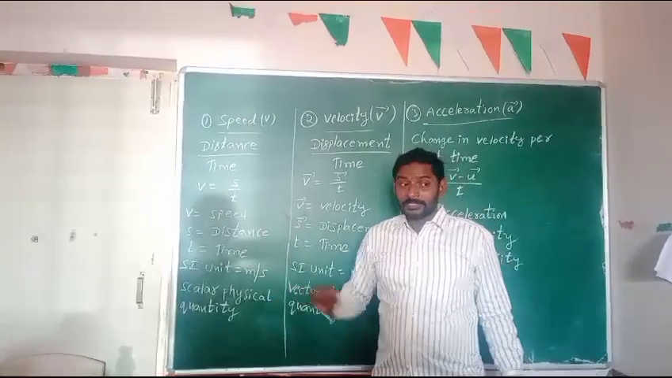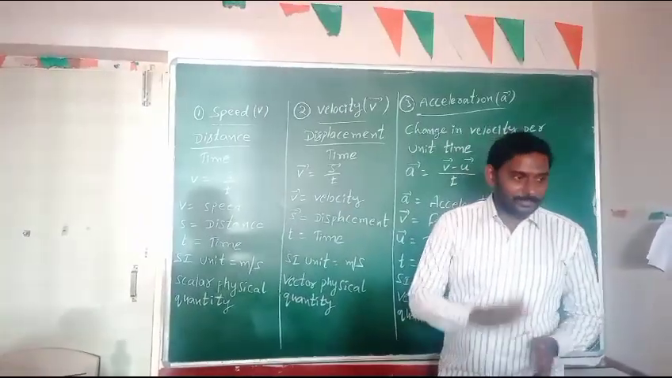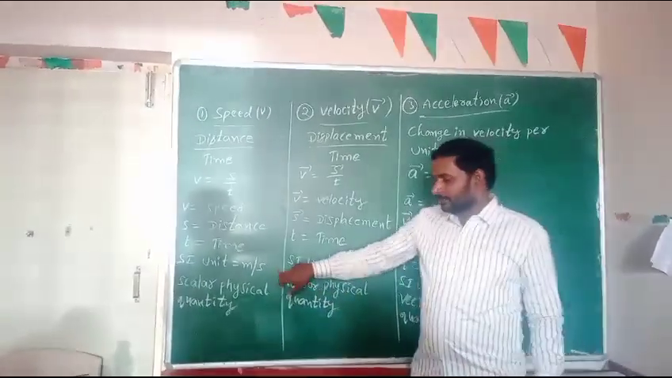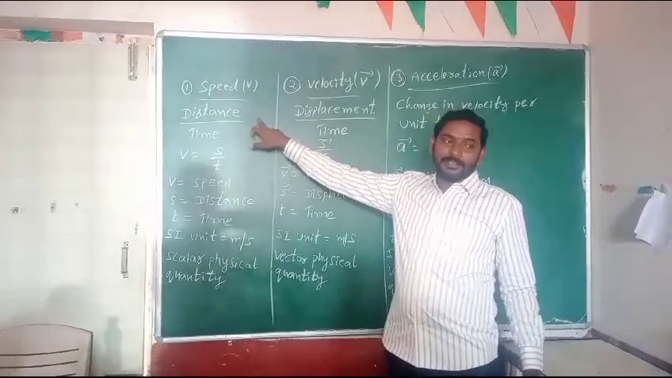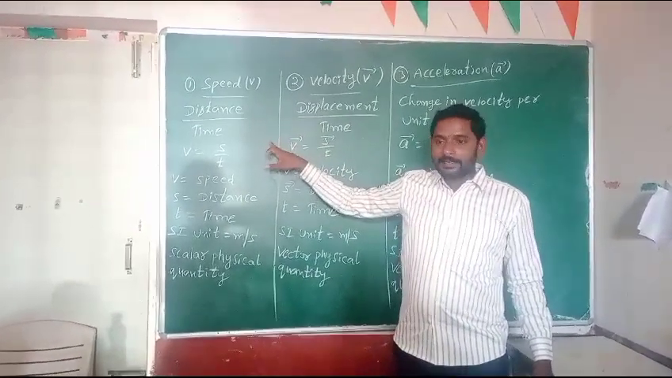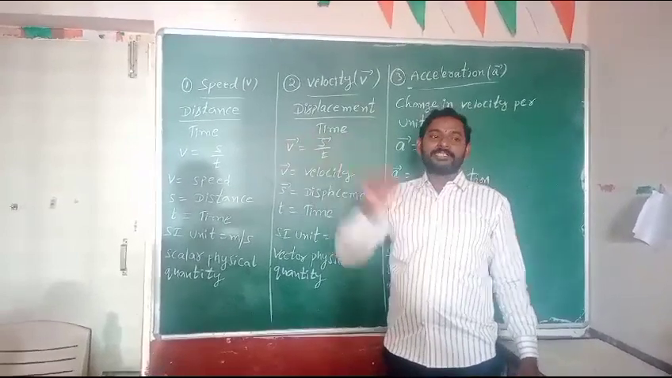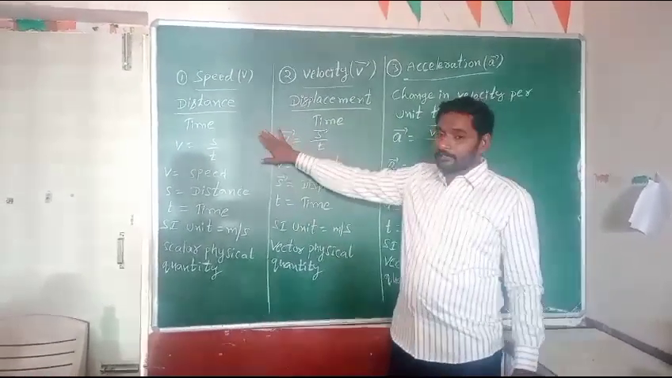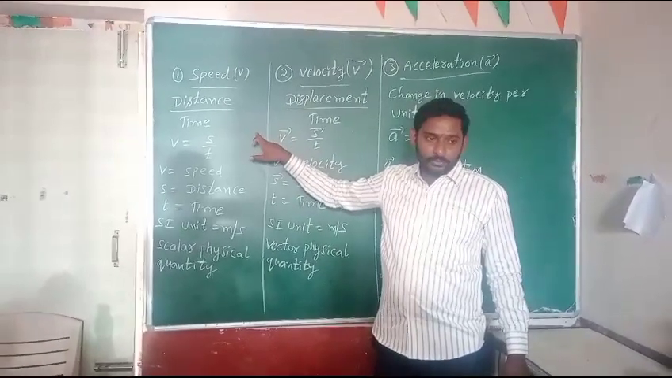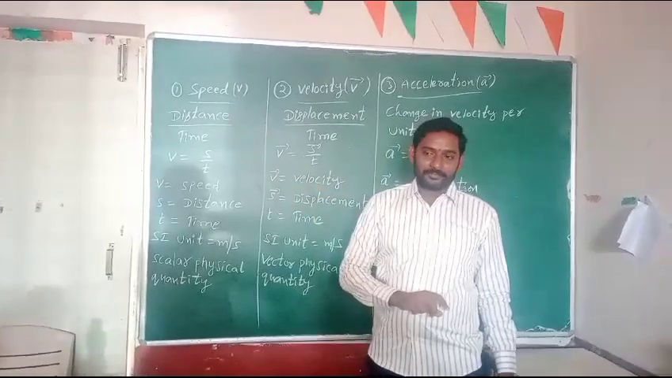So what is a scalar physical quantity? It has only magnitude. There is no direction. For example, an object traveled 20 kilometers in 1 hour. Here 20 is the numerical value, the magnitude, and kilometer is the unit.